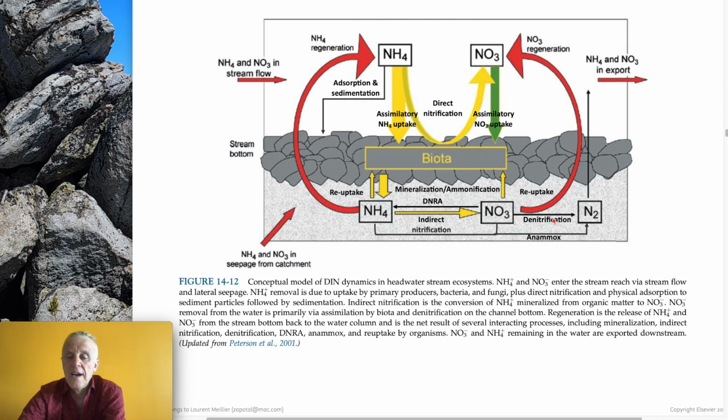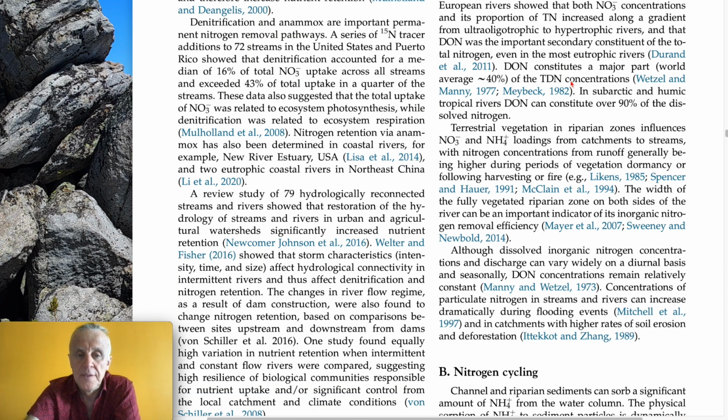And then we have the production of dinitrogen through denitrification of nitrate, and the production of dinitrogen through the anammox pathway from either nitrate or ammonium. And then we have ammonium and nitrate export outside of the watershed, and then a portion of it gets regenerated. Denitrification and anammox are important permanent nitrogen removal pathways.